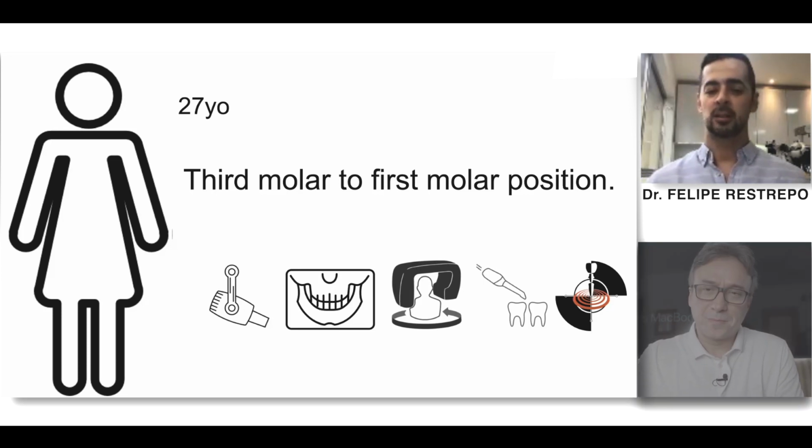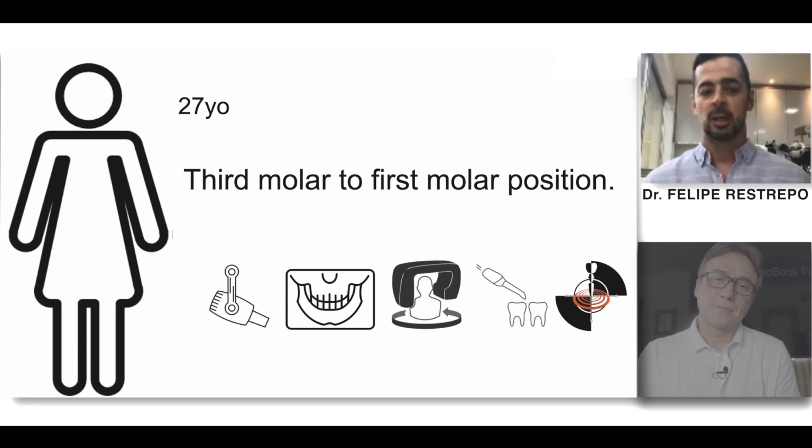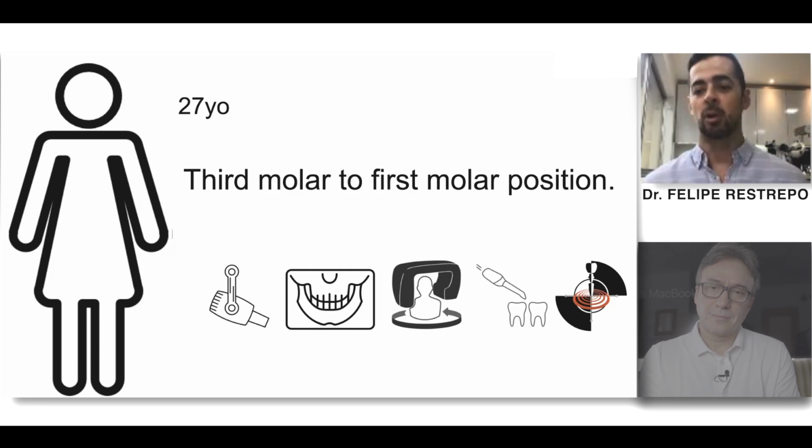Okay, this is the second case. This is the second possible clinical scenario, when you have a freshly extracted tooth because the tooth has bad prognosis, and you already have this socket. There is a freshly extracted socket, and you can modify it in order to receive the donor tooth.